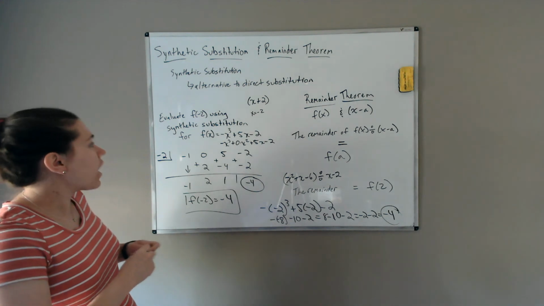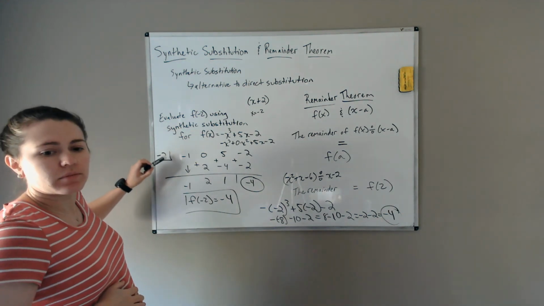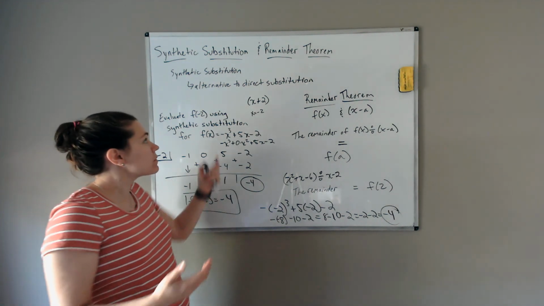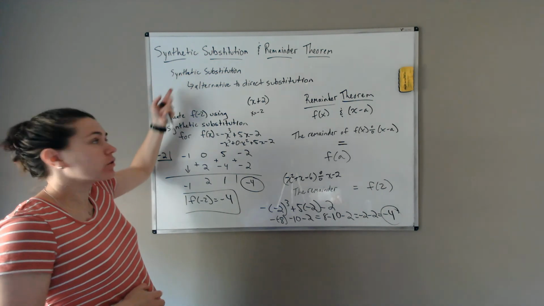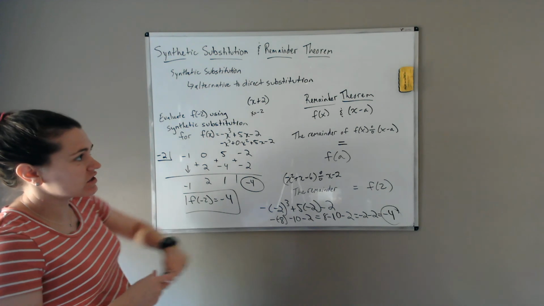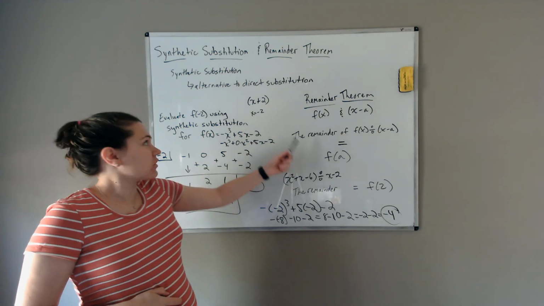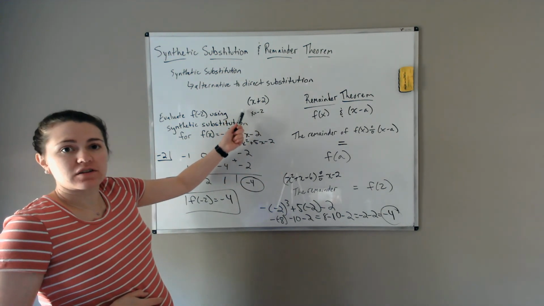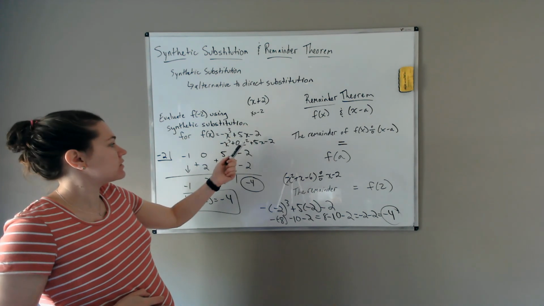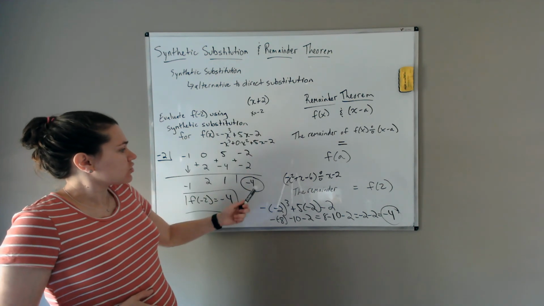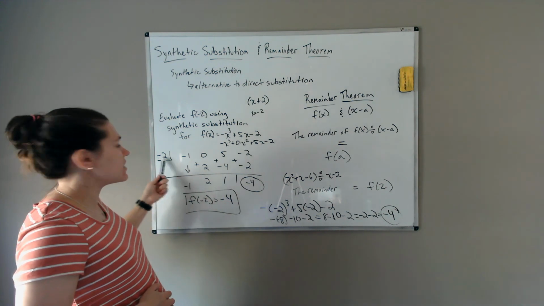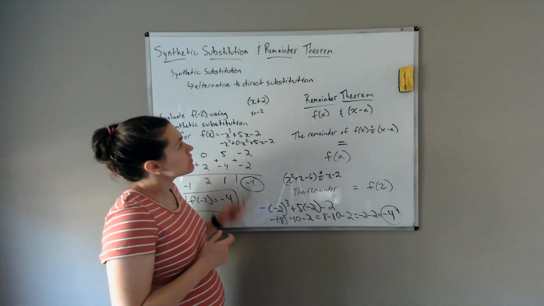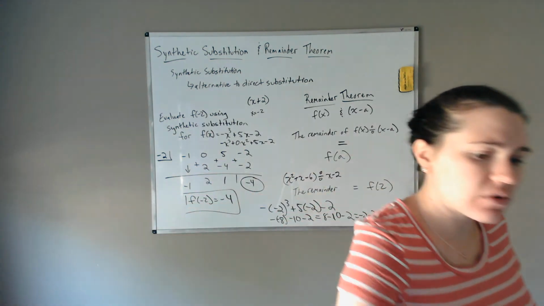But understanding why synthetic substitution is a form of evaluating is important. It's this idea that goes back to that factor idea of x plus 2 giving you the output. If it's not a factor, then this is how far you're off on a graph. This would be the output when this was the input. Okay, so that's it for synthetic substitution and remainder theorem.